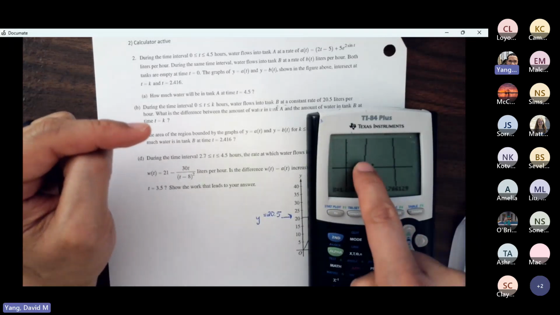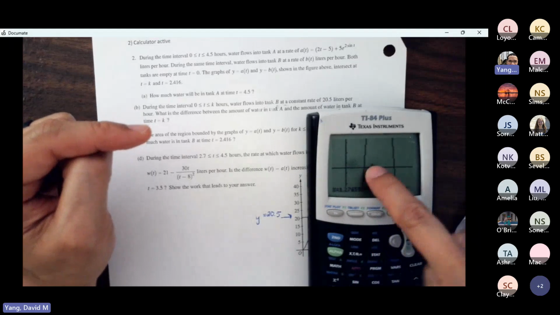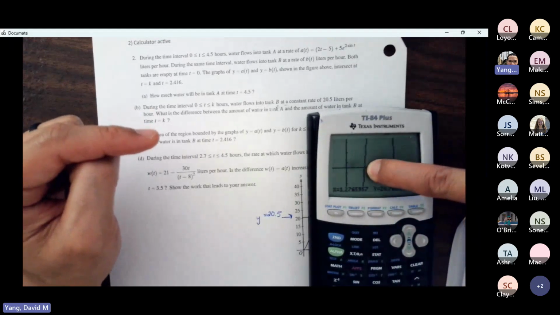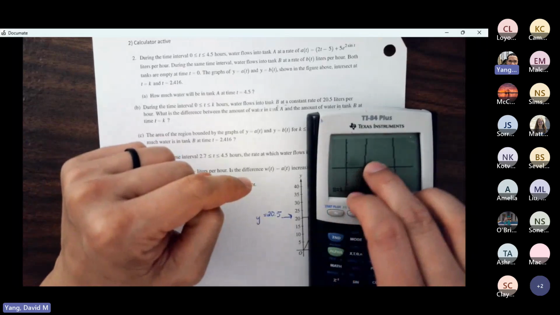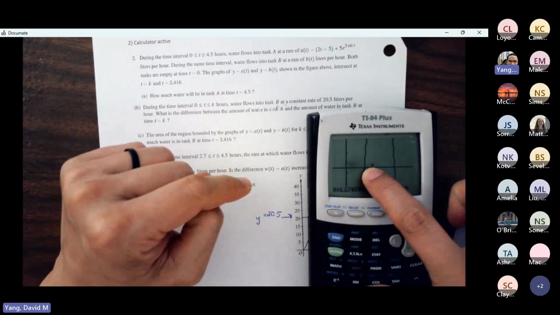Yeah, I know my graph is going to change after this point. It's going to curve, but I know up until that point, it's going to hold that 20.5. So I'm going to use that 20.5 line just so I can find my intersection. I'm going to need that intersection for my integral bounds.